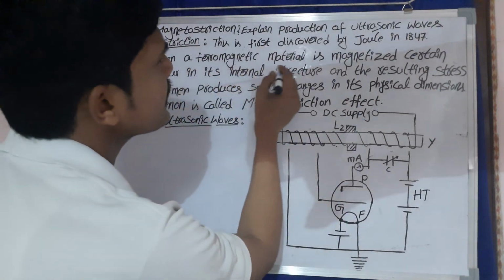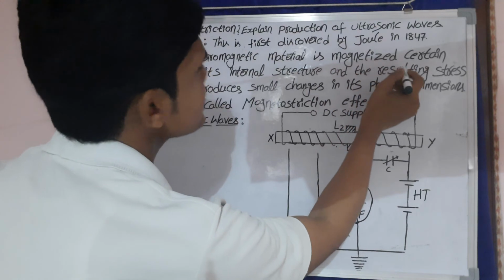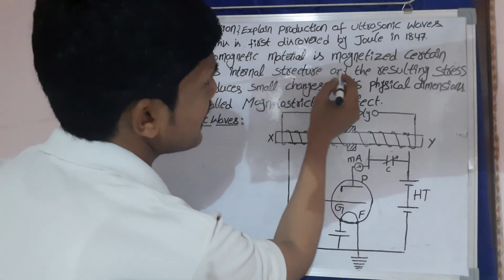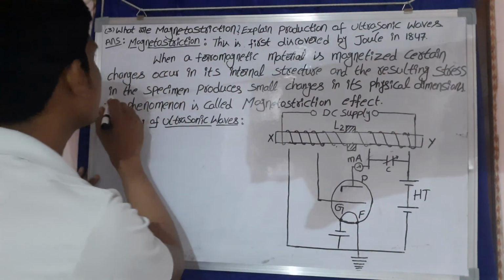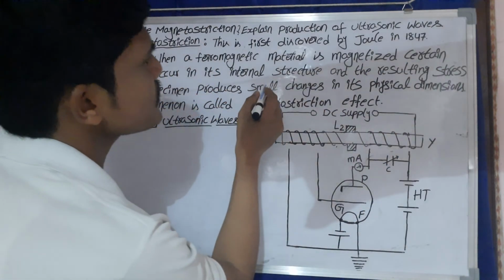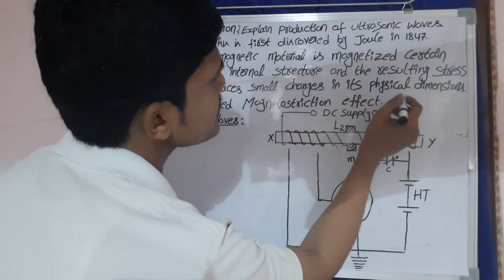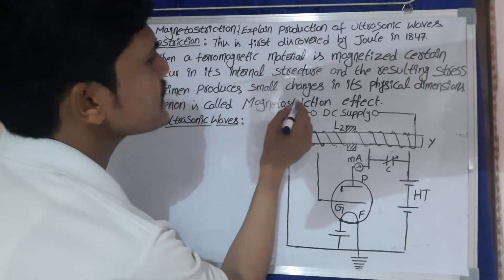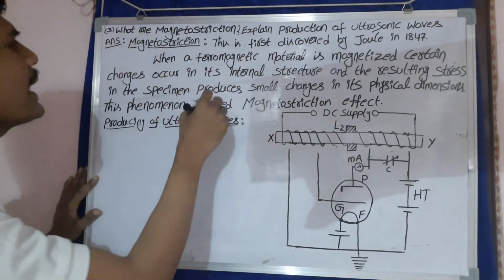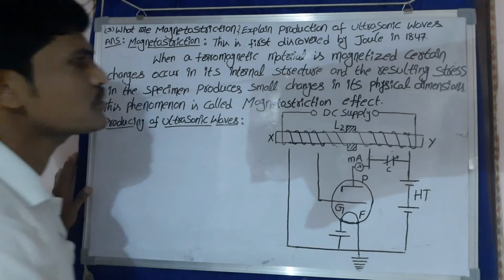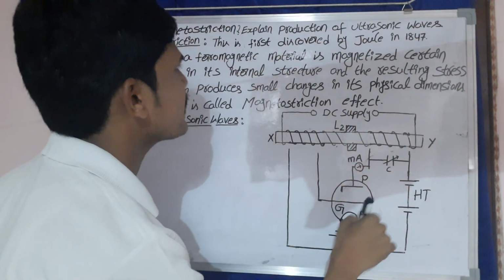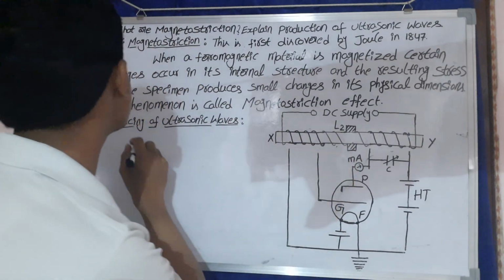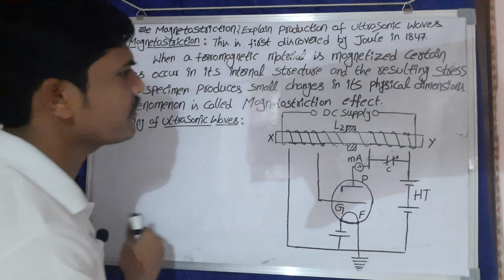When a ferromagnetic material is magnetized, certain changes occur in its internal structure, and the resulting stress in the specimen produces small changes in its physical dimensions. This phenomenon is called the magnetostriction effect. This instrument is called a magnetostriction instrument, and this is the production of ultrasonic waves.